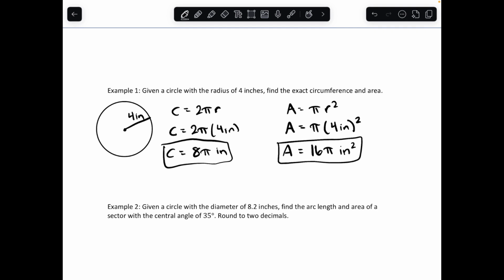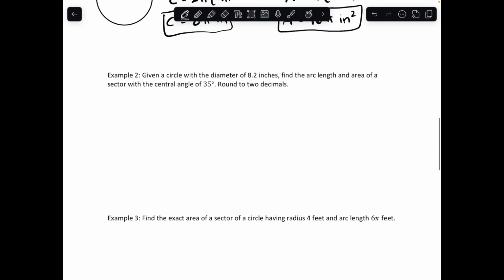Now let's head on down to number 2. Number 2 says, given a circle with a diameter of 8.2 inches, find the arc length and the area of a sector with a central angle of 35 degrees. This time it's telling us to round to 2 decimals, so we're actually going to be plugging things into our calculator here. First off, let's take note of what we were given in the problem. We're told that the diameter D is equal to 8.2 inches. And we're also told that our central angle is 35 degrees. So we can say theta equals 35 degrees.